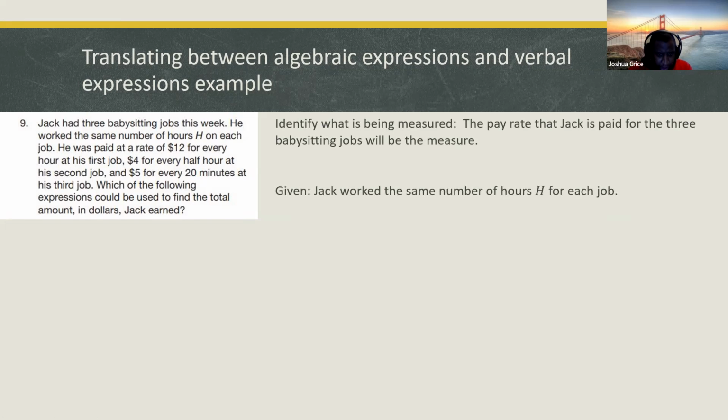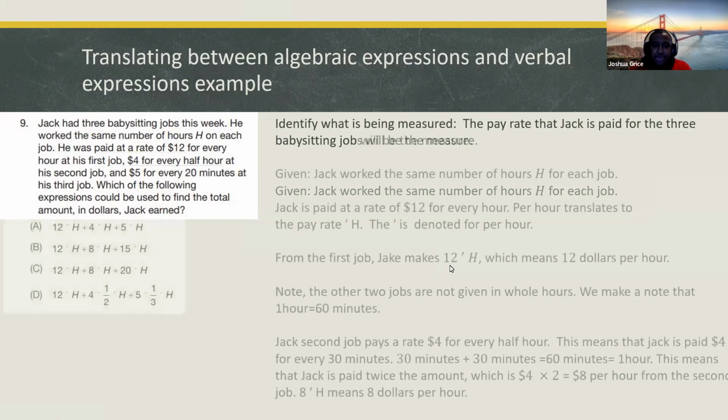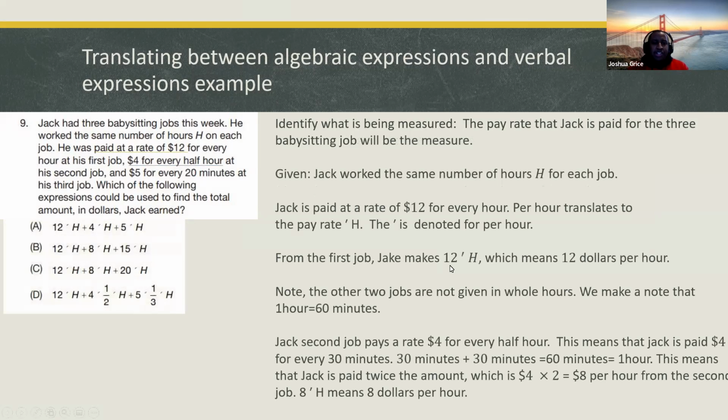So now what's being measured is the pay that Jake earns for doing his 3 babysitting jobs. Now note, we're given that Jake worked the same number of hours, H, for each job. This will play an important role. So first, we present our answer choices. Sometimes notations can refer to multiplication, but it's just a little different notation. So our little apostrophe here is kind of like multiplication.